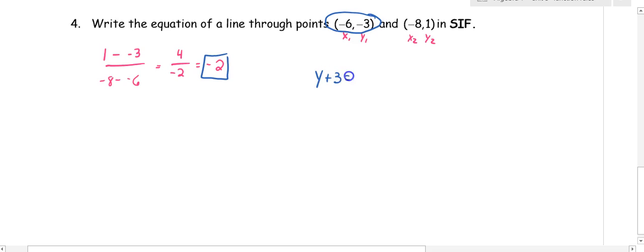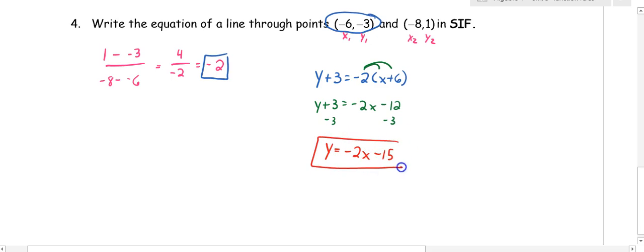Y plus 3 equals -2 times x plus 6. And then we're going to move that into slope-intercept form. So the first thing that we're going to do is we're going to distribute. So we get y plus 3 equals -2x minus 12. Then we're going to subtract 3 from both sides. So we get y equals -2x minus 15.